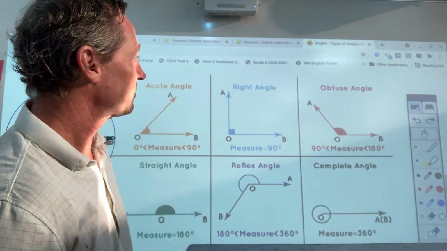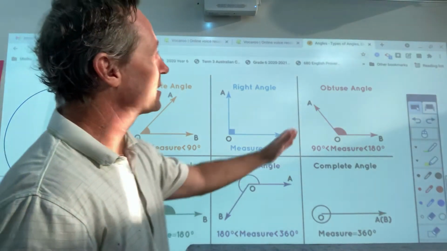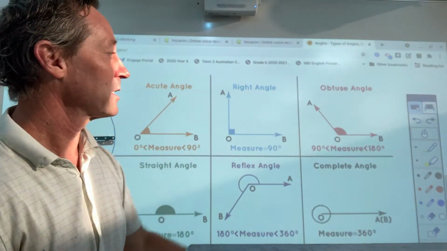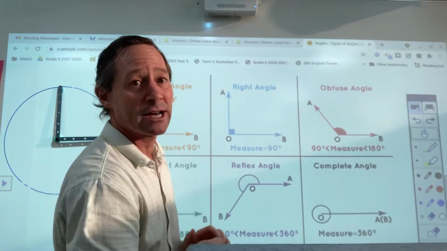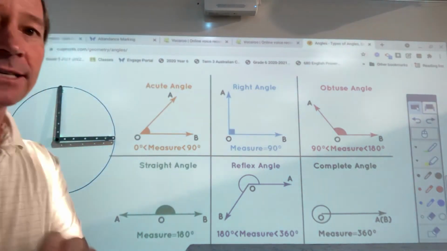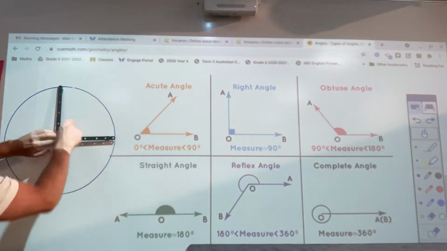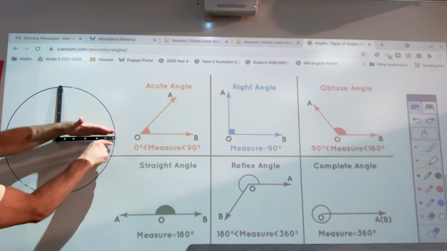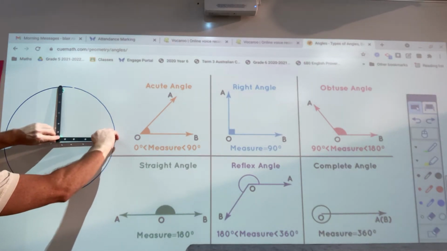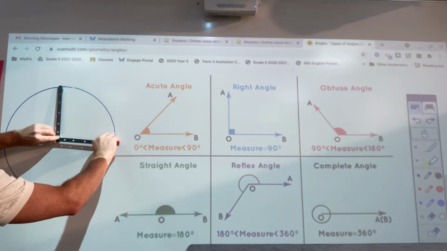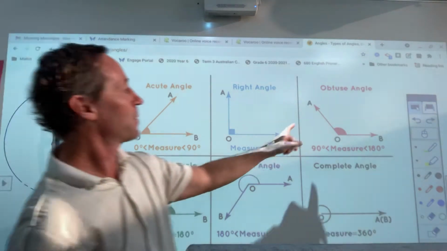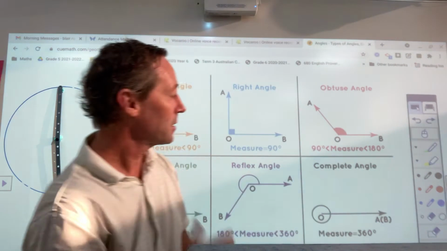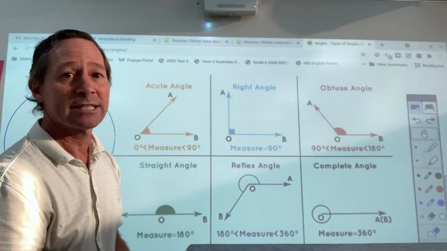is 90 degrees. The next one is obtuse angle, which is from 90 degrees up to 180 degrees. So in that case, it's from here, here's our 90-degree angle. We're going to go anything from here, so 91, 92, 93, all the way up to 180. So if it was 179, this area here would be known as an obtuse angle.